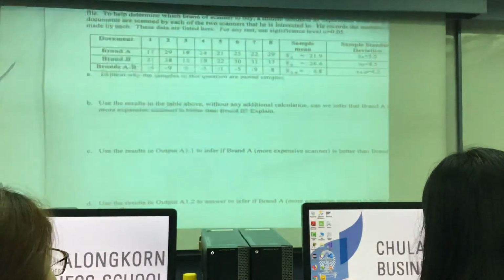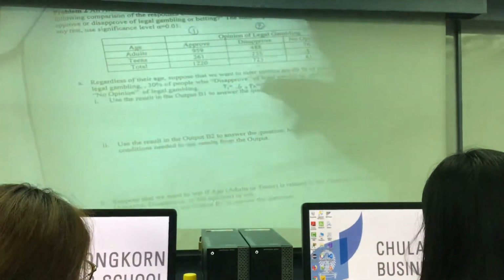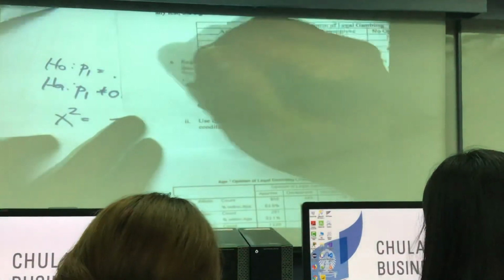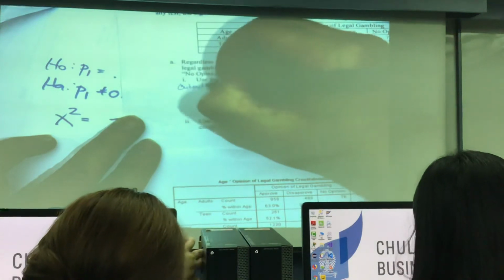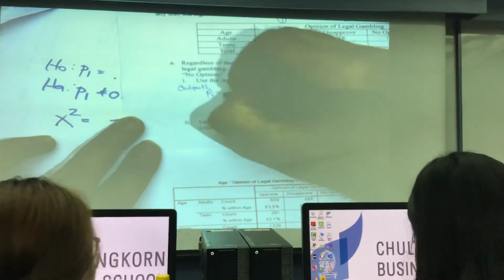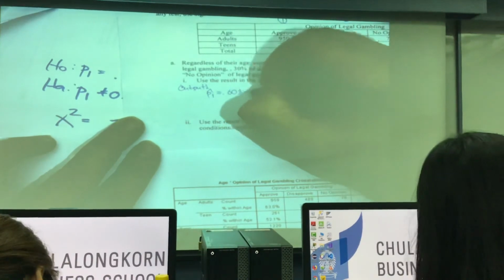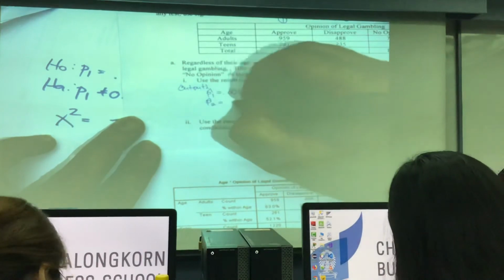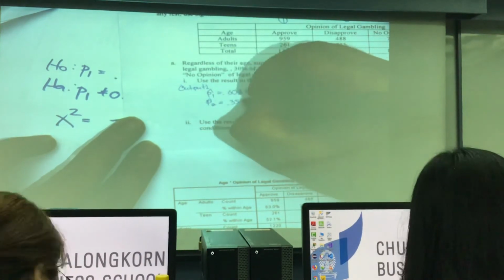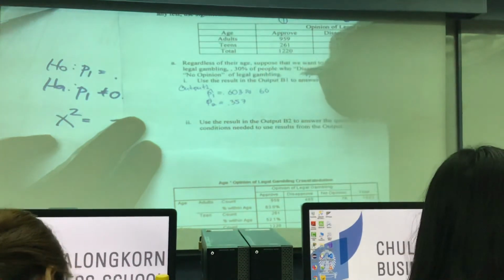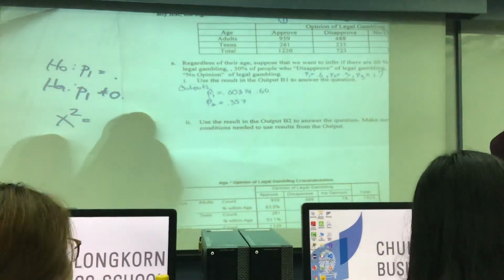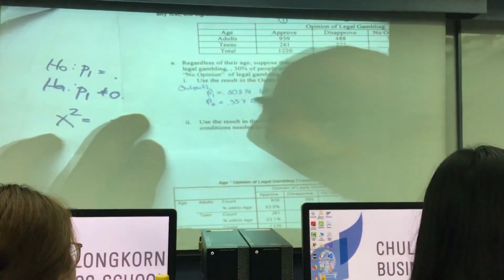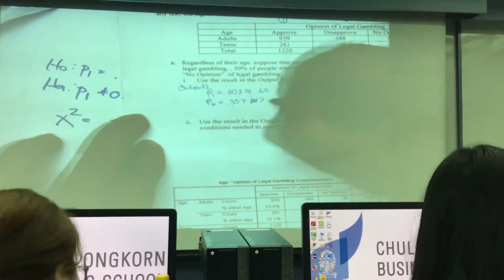All right? From output 1, p1 hat is equal to 0.603, which is about 0.6, alright? p2 hat is equal to 0.357, which you're going to go along with as not the same, right? Stay with that, okay? So this one is, I would say, 0.3.